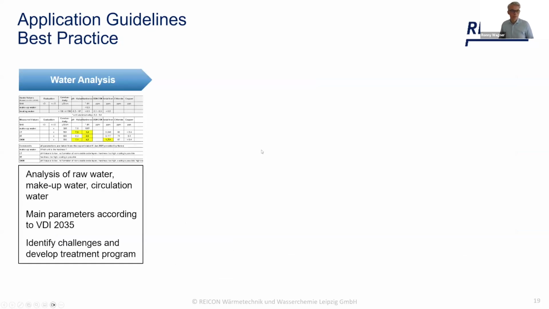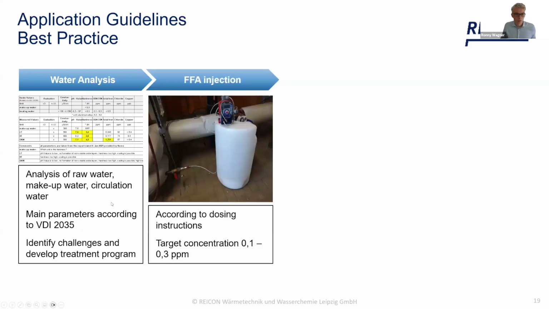When we start a new system, we always start with a water analysis of the makeup water, the raw water, and also the circulation water, just to see where the biggest challenges are, and how we can develop the correct treatment program for this customer. So if there are no other problems, we start with the FFA injection somewhere in the main circulation line to achieve the target concentration, as mentioned, 0.1 to 0.3 ppm.